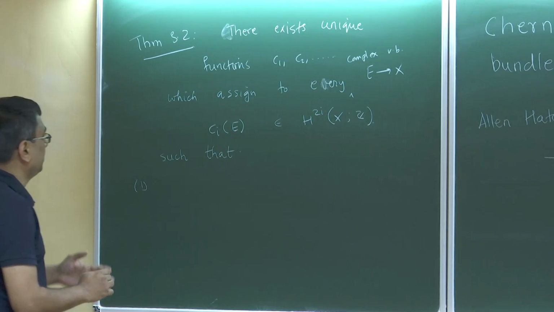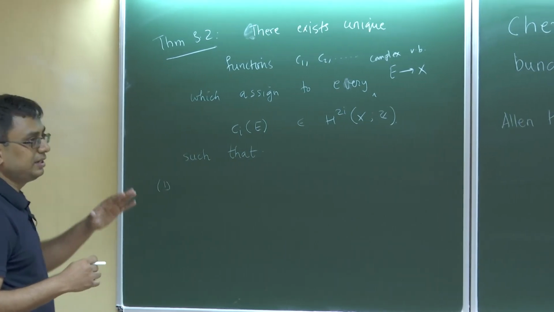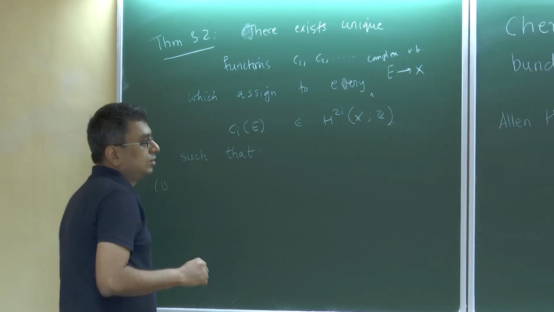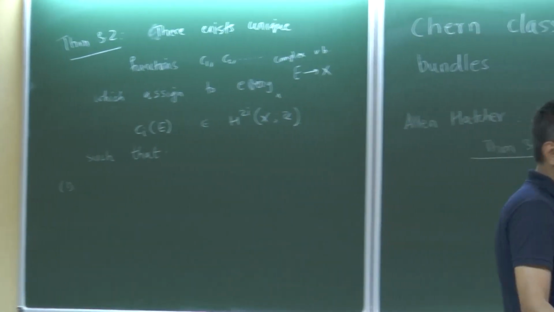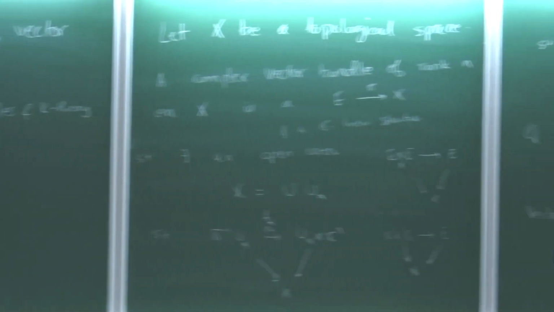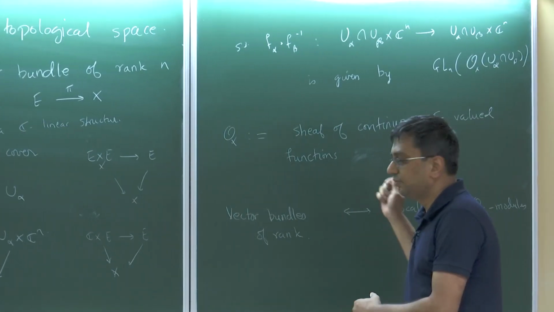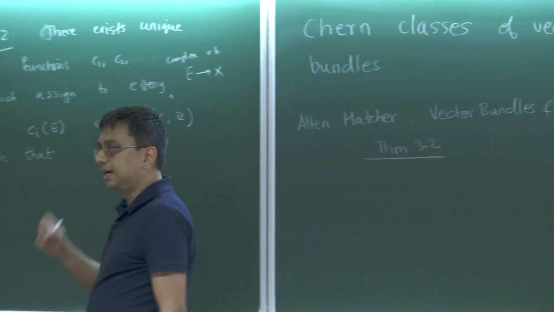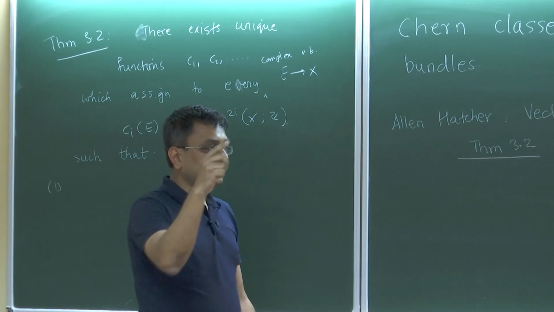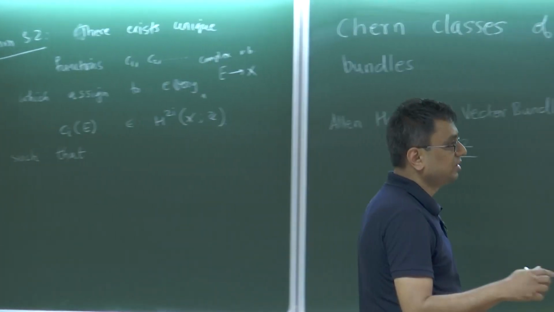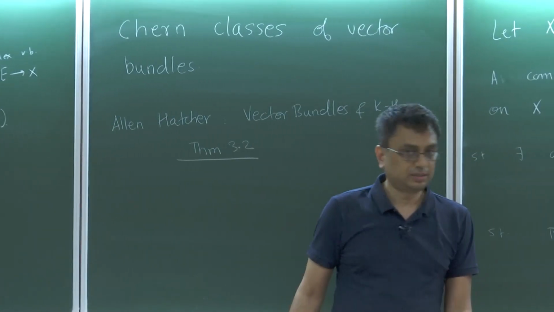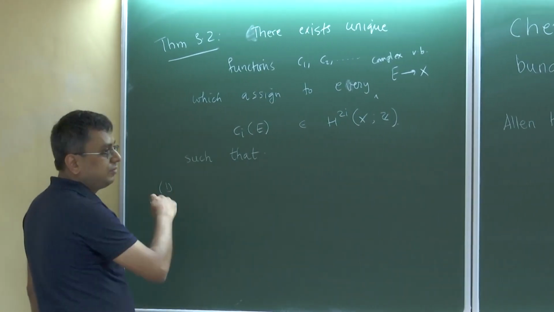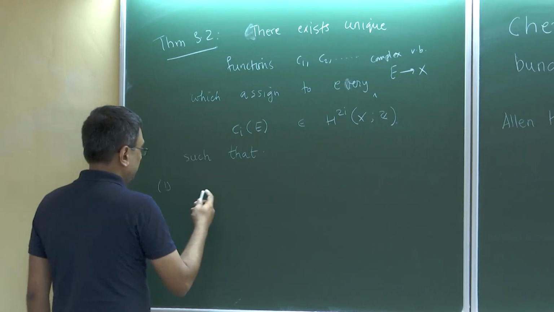First, this assignment is functorial, which means, since you have seen vector bundles already, I am assuming that you are familiar with pullback of vector bundles. If I have a continuous map from Y to X, I can pull back: the fiber product of E cross Y over X is a vector bundle on Y. That is straightforward to check. So this is well behaved with respect to pullbacks, or it is functorial.